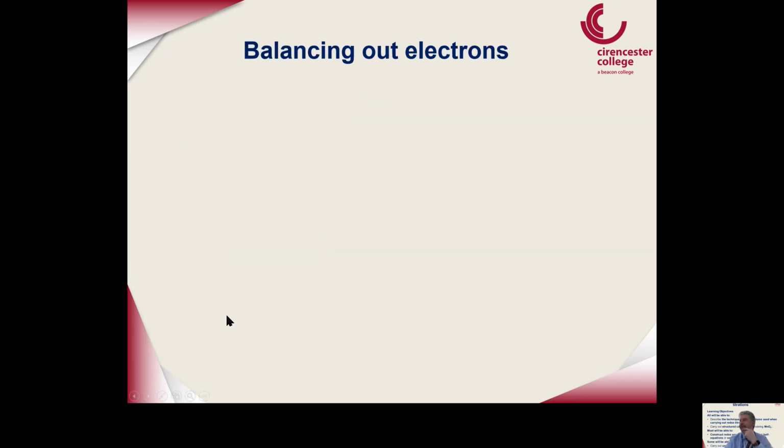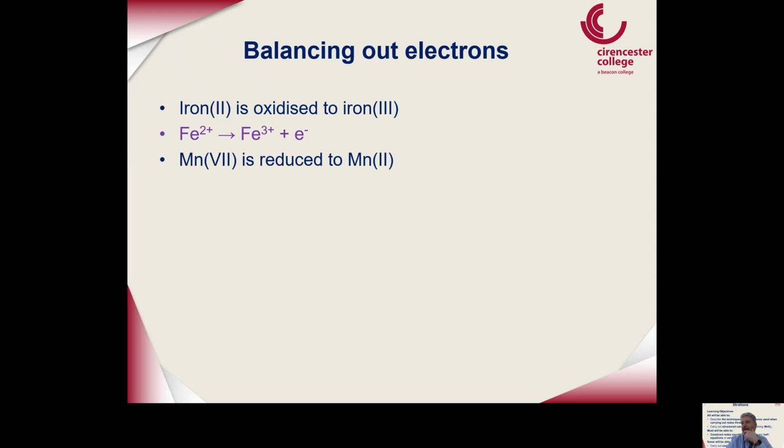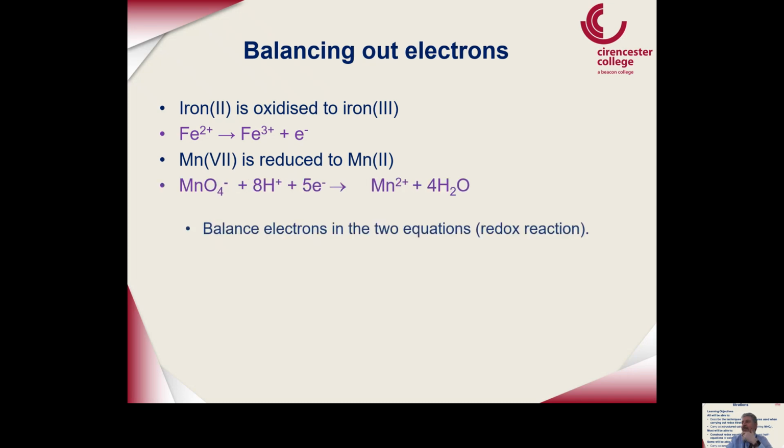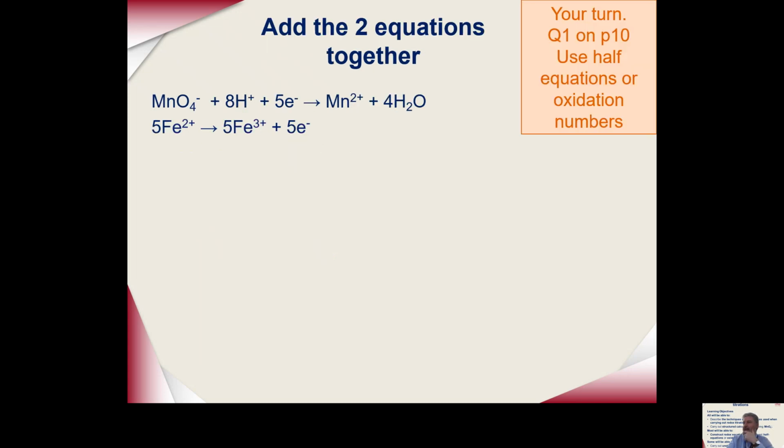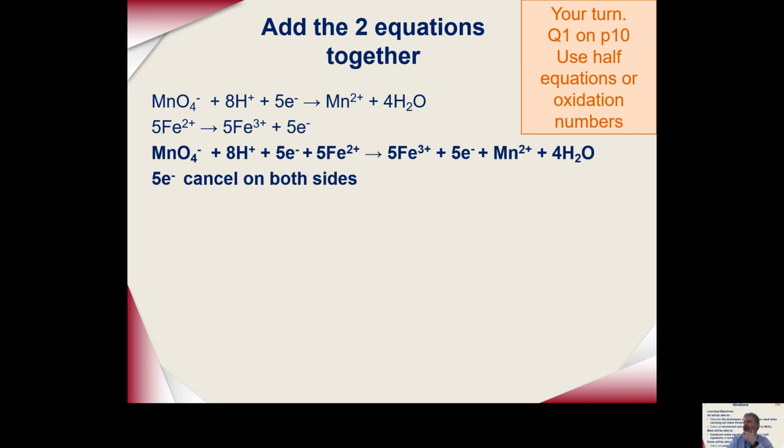So hopefully you've done that question. So, balancing out electrons. For this one, we had the iron there, and it's the same process as before. We need to get the electrons balanced. We need to add 5 lots of the top equation to give us the right number of electrons. So add the 2 equations together, cancel the electrons, and we end up with our final equation.